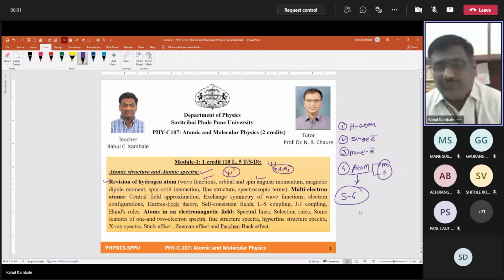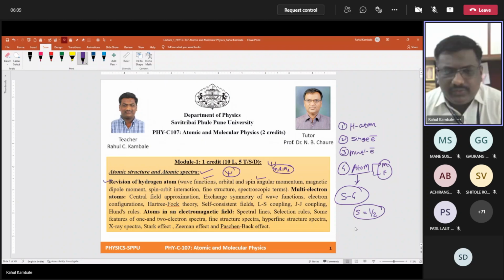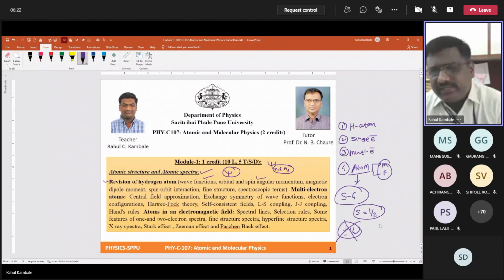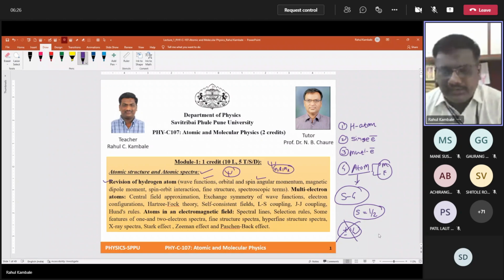And normally the spin of electron is denoted by small s letter, and it is always half. But I observe that most of the students, whenever we ask what is the value of spin of electron, immediately without thinking they say plus minus half. Very wrong answer. Spin is always half, and the possible different orientations are up and down spin. Based on that, there is a plus and minus half value, but spin is always half.